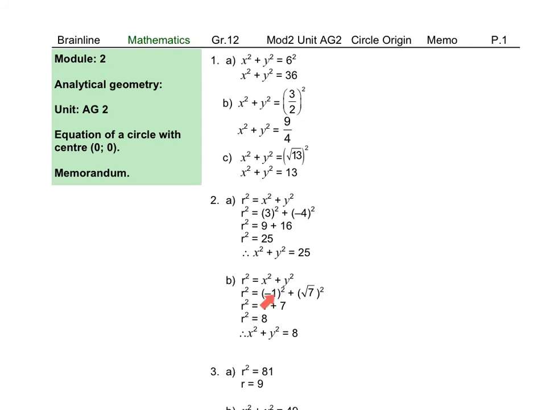and 1 squared, 1 times 1, remains 1. Then the square root and the square cancel one another out, and the 7 remains. So therefore I will have 1 plus 7, which is 8, so r squared is equal to 8. Now I have to substitute my r squared into my standard equation, and therefore the equation of this circle will be x squared plus y squared equal to r squared, in this case equal to 8.